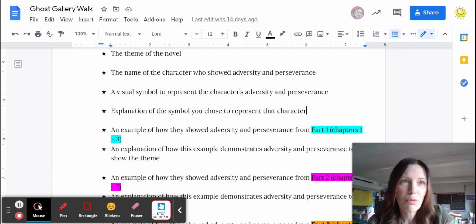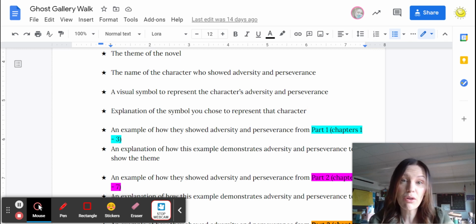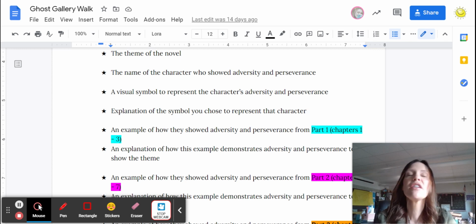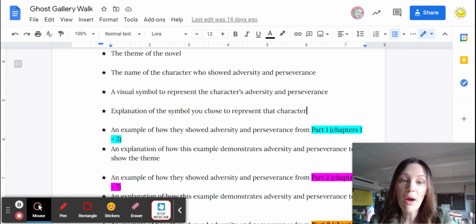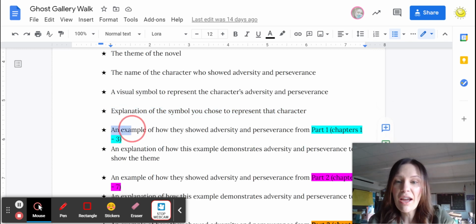This is not something that should be done in one sentence. This is going to be part of the lengthier part of this project, which is why I'm giving you several days to work on this project. Not only for you to construct the project, but for you to have quality written explanations. And so that one is going to be one where you're going to want to spend a little bit of time. Okay. Next, you need to have an example of how this person showed adversity and perseverance from part 1.